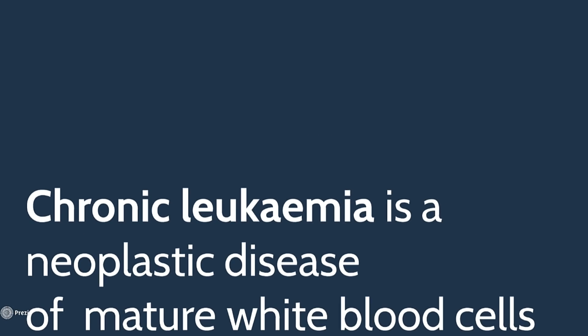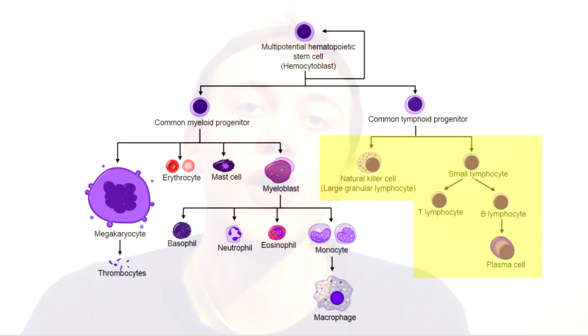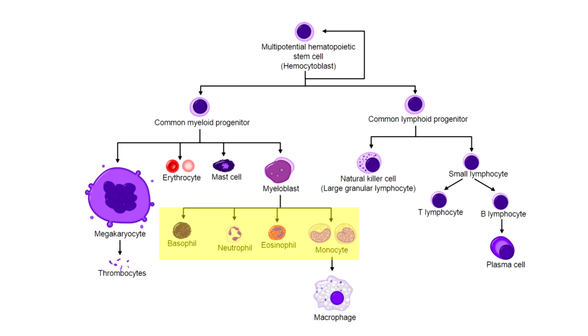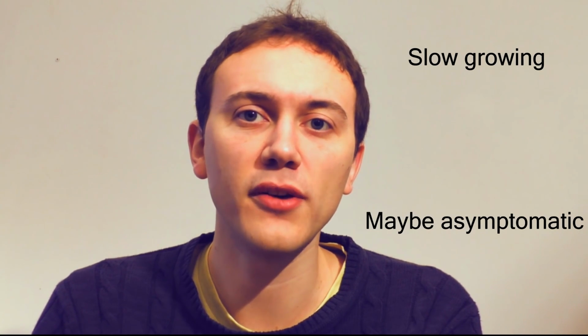Chronic leukemia is a neoplastic disease of mature white blood cells in the bone marrow. Just like in acute leukemia, tests can help us decide whether the cells are from the lymphoid lineage or the myeloid lineage, and on that basis we can say that the leukemia is either chronic myeloid leukemia or chronic lymphoid leukemia. Because the cancerous cells are mature, chronic leukemias are often indolent diseases that happen over a long period of time. Patients are often asymptomatic for the first part of their disease.